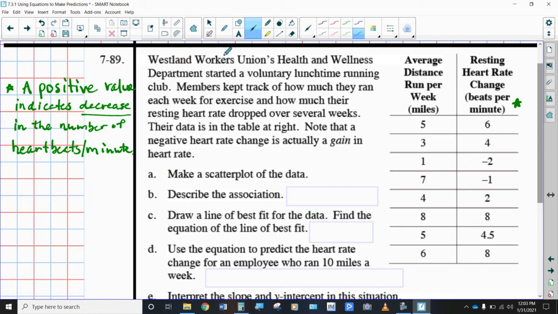Okay, so it says Westland Workers Union's Health and Wellness Department started a voluntary lunchtime running club. Members kept track of how much they ran each week for exercise and how much their resting heart rate dropped over several weeks. Their data is in the table at the right. Note that a negative heart rate change is actually a gain in heart rate, okay?